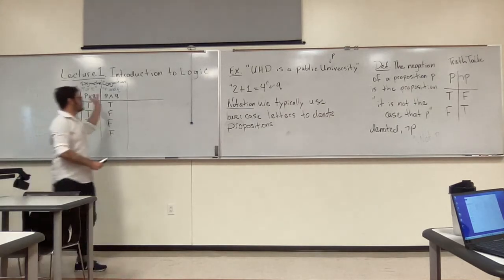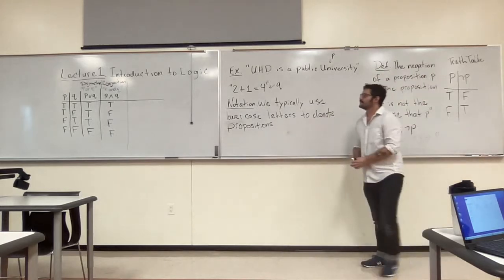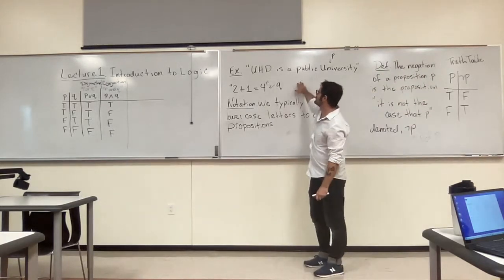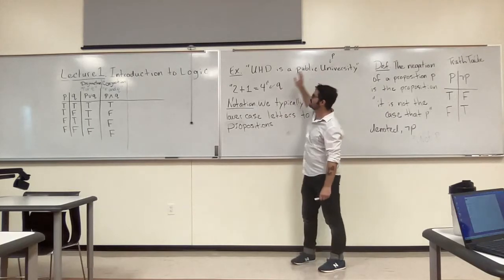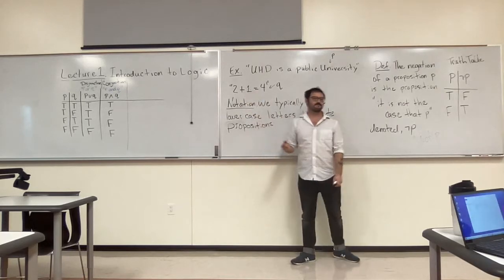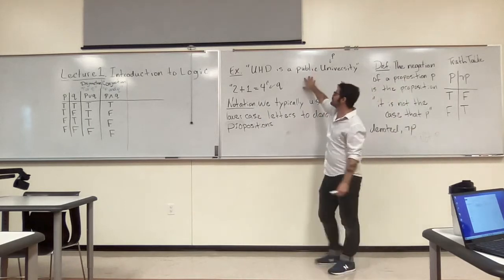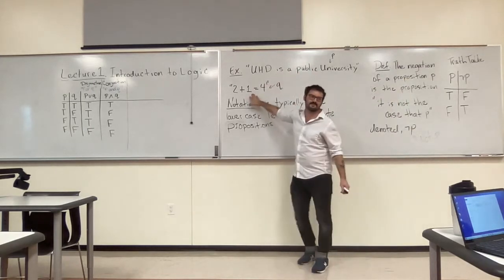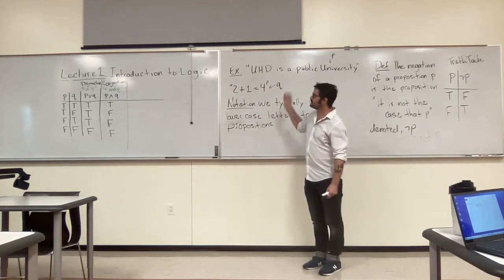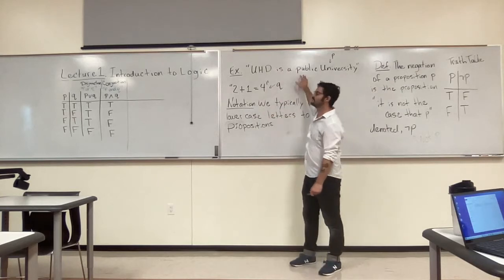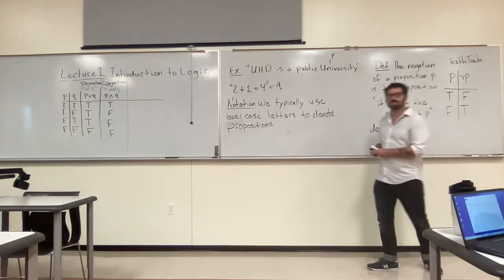Okay, so let's look at the disjunction and conjunction between these two propositions here, which we have on the board. The conjunction would be the statement UHD is a public university and 2 + 1 is equal to 4. So what's that truth value? That's false, right? But the disjunction, UHD is a public university or 2 + 1 is equal to 4, that's true, because at least one of them is true.